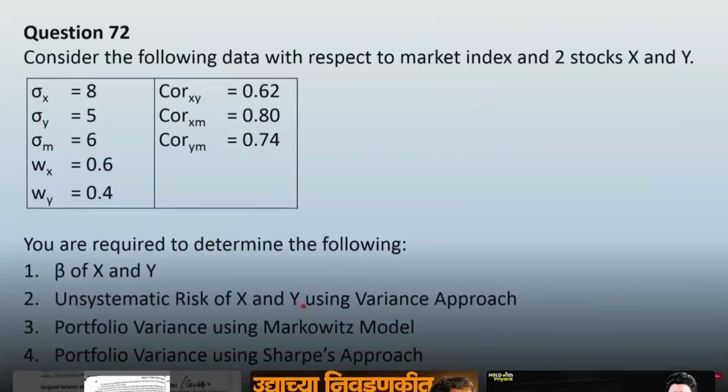Unsystematic risk of x and y using variance approach, yes, we have sufficient information, we can do that. Portfolio variance using Markowitz model, तो portfolio variance के लिए we needed correlation between x and y. दो ही stocks हैं. If correlation between x and y is known, standard deviation of x and standard deviation of y is known, weight of x and weight of y is known, you can definitely apply Markowitz model.